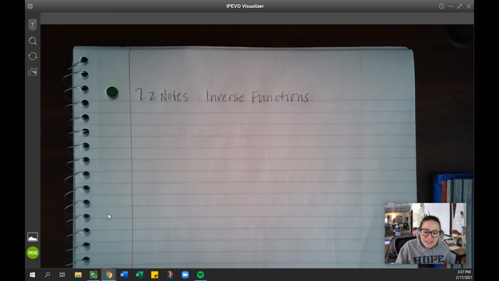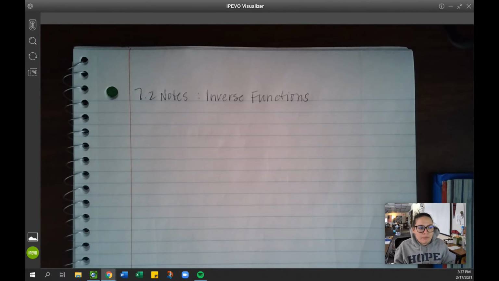All right, this lesson is going to be shorter for sure than 7.1. So in this lesson, we're talking about inverse functions. The idea of an inverse is that they undo each other. So for example, subtracting is the inverse of adding. Division is the inverse of multiplication. The square root is the inverse of squaring something. So inverse functions undo each other. They're kind of opposites, okay?